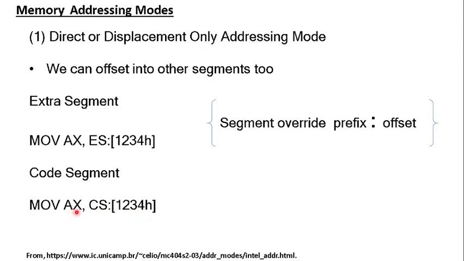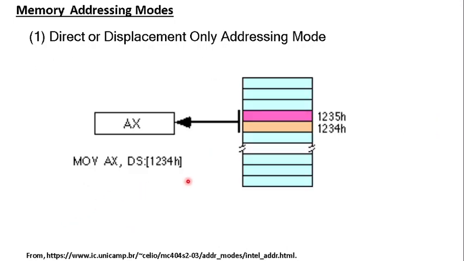So here, if you see, the target is AX. It is a 16-bit location. So we are going to move a word starting at 1234. It means that I will take the byte from 1234 as well as 1235, and move it to AX. So that is what is shown here.